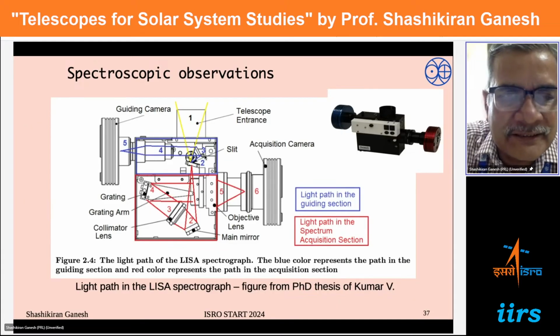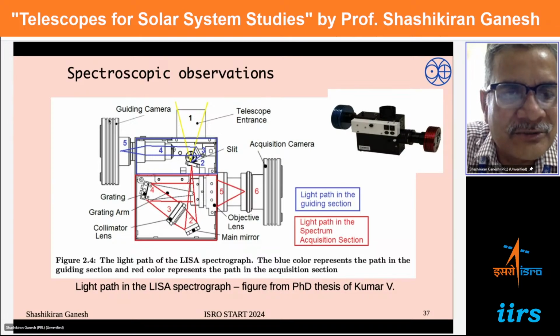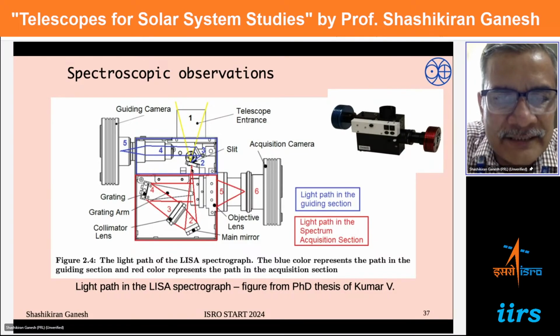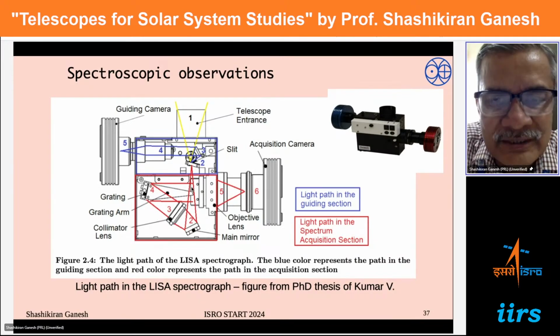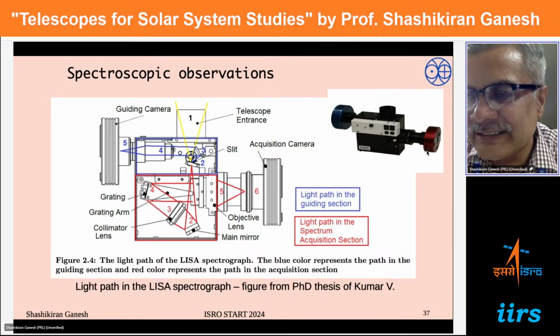So the optical path looks like this. At the focal plane of the telescope, you have a slit, and the light that you don't want to pass through the slit is reflected to another mirror here and passed into what we call the guiding camera, that is this blue camera. And the red one goes through the spectrograph, gets reflected from this mirror, goes through a collimator lens, is incident on the grating as a parallel beam, then passes through another focusing objective lens, and then falls on the spectrograph acquisition CCD or camera, that is this red CCD.